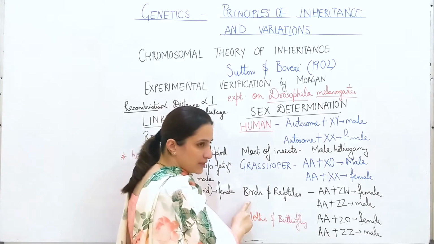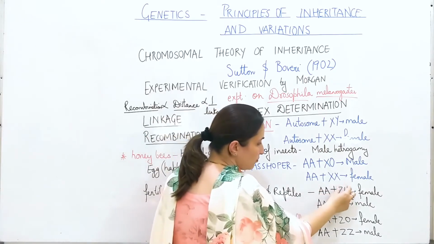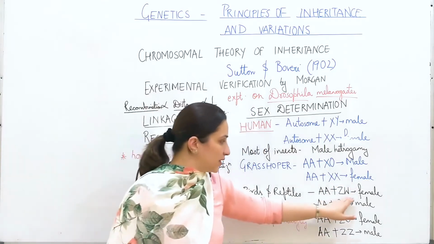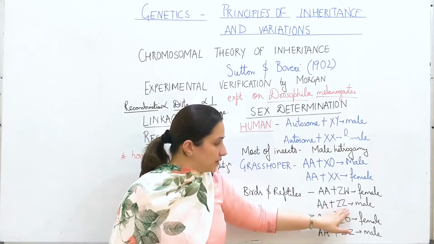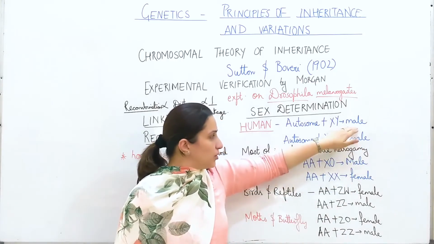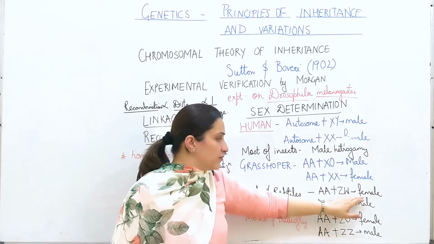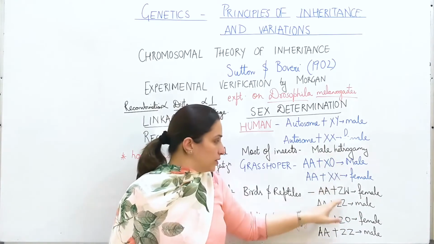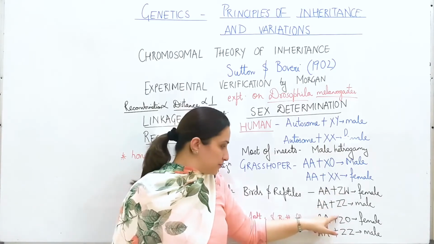In case of birds and reptiles, it is different. In these, the female is heterogametic, male is homogametic. That is why we are using ZW and ZZ. Why are we taking this ZZ or ZW? Because in case of human, the female is homogametic and male is heterogametic. But in case of birds and reptiles, the female is heterogametic and male is homogametic. In order to reduce the confusion, we are using these ZW and ZZ.